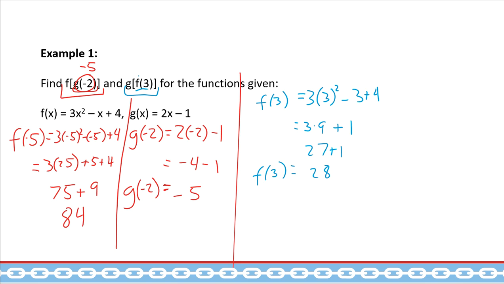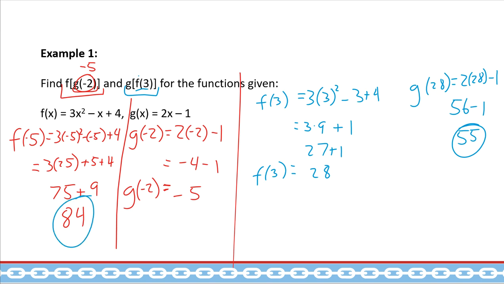I'm going to take that 28 now and plug it into the g function. I want to find g of 28. So that is equal to 2 times 28 minus 1. So 2 times 28 is 56, minus 1 is 55. So those are my two final solutions there. We take the result of one and we plug it into the other.